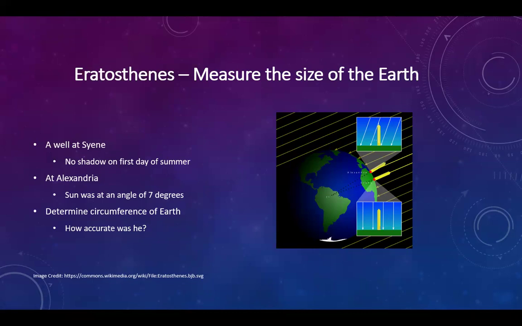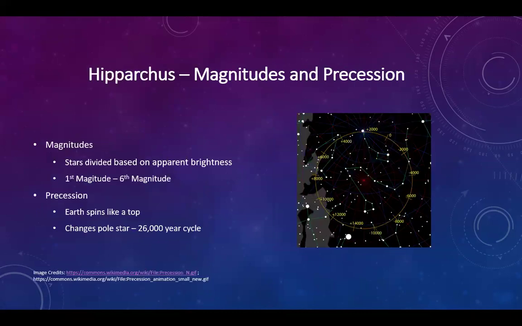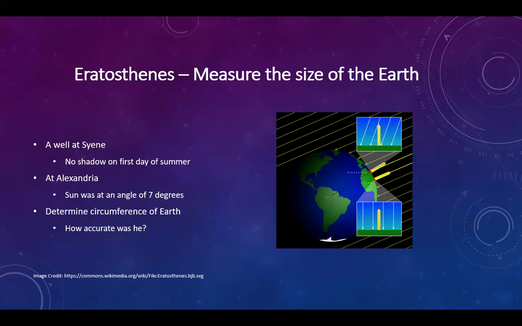So if you have an angle of 7 degrees, that means the angle from the center of the Earth between Cyrene and Alexandria is 7 degrees. And if you know the distance between them, and that's, say, a 50th of a circle, the circumference of the Earth is going to be 50 times that. And he was actually accurate to within a few percent.